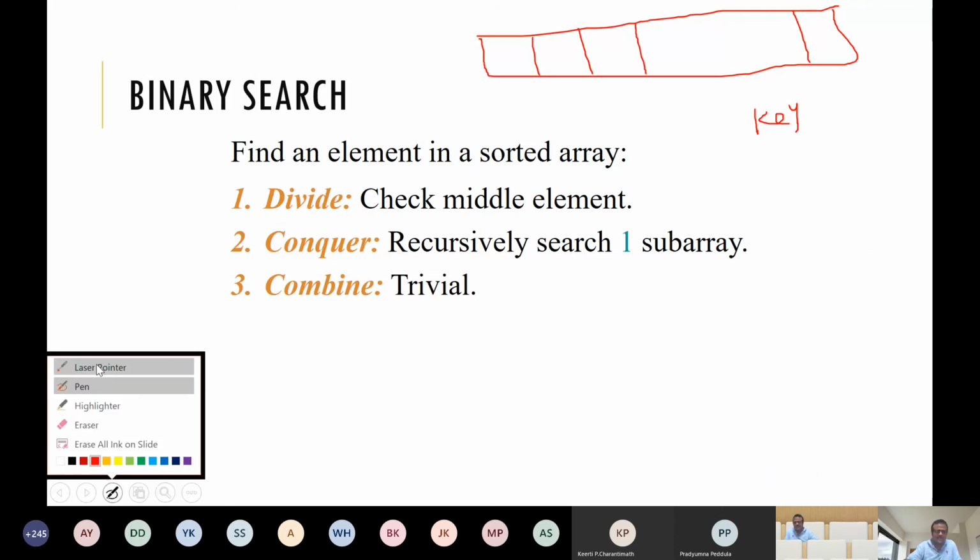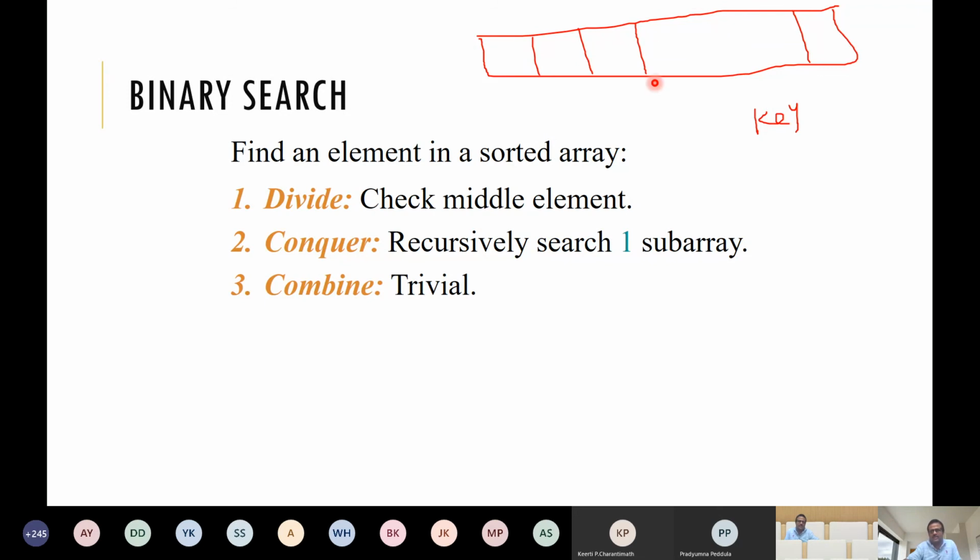So we just go to the middle element of this array. Then we check whether this is the same or not. If it is the same, we just return it, happy day.